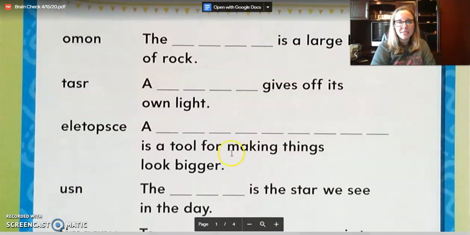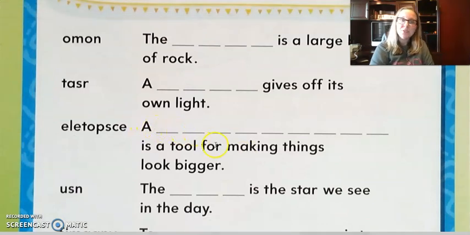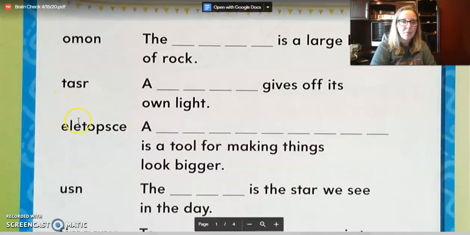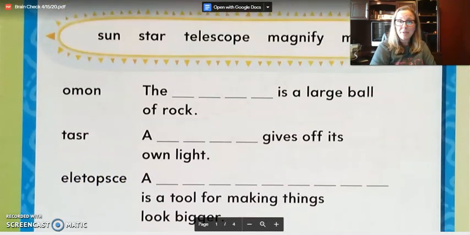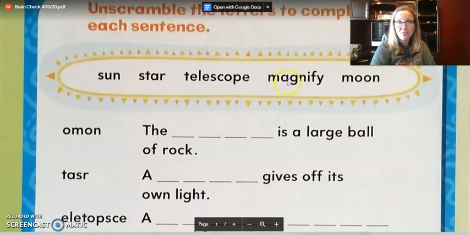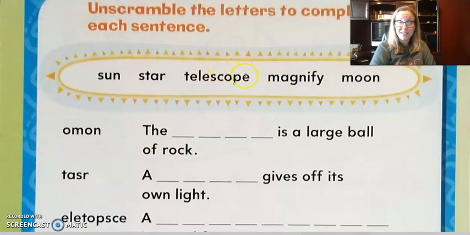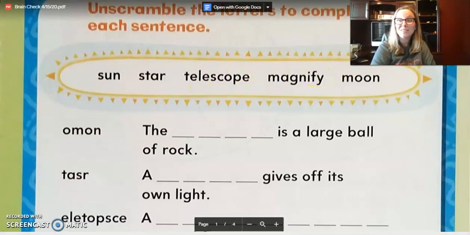All right, this sentence says, a blank is a tool for making things look bigger. So it's a really long word here. You can see it has 1, 2, 3, 4, 5, 6, 7, 8, 9 letters. So if we go up to the top and look, well, I've got 2 long words. Let's see. 1, 2, 3, 4, 5, 6, 7, 8, 9 letters here. 1, 2, 3, 4, 5, 6. Oh, only 7 there. So it must be this word telescope.